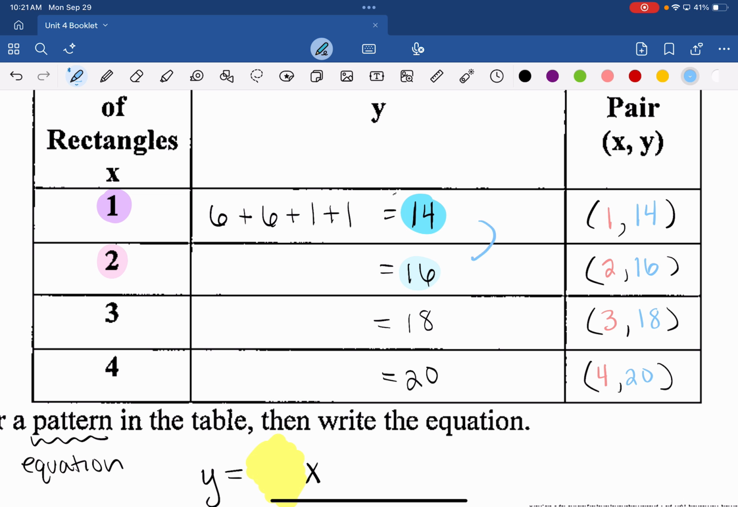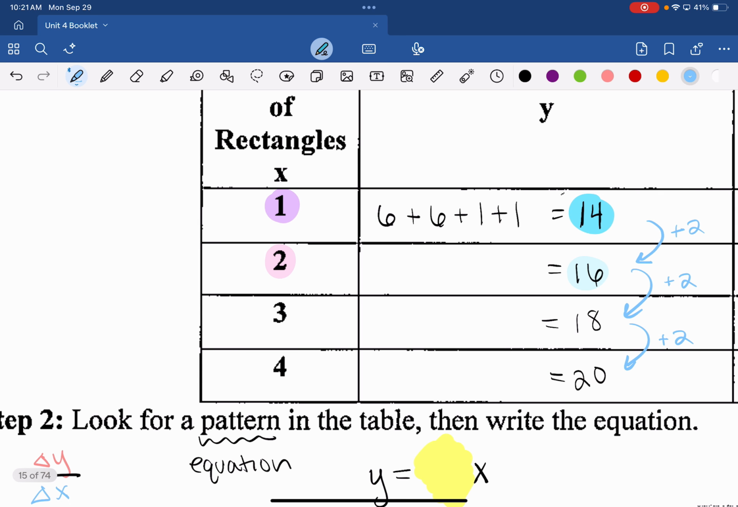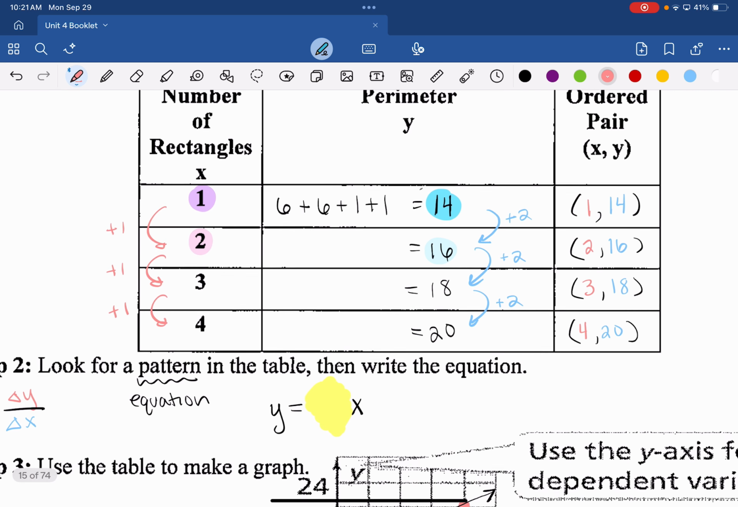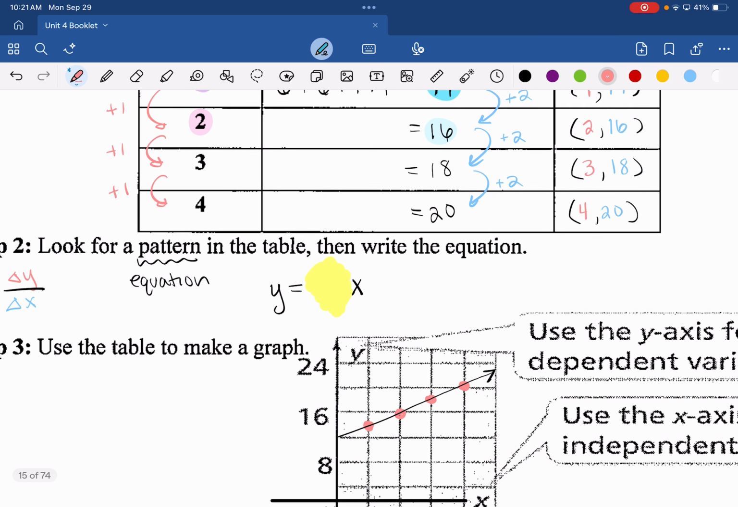Well, how's my y changing? How do I go from one y to the next? Going up 2, going up 2 again, and I'm going up 2 again, okay? So notice I'm going up by the same numbers. And over here, my change in x is, I'm going up by 1, going up by 1, going up by 1. Great, okay? So notice all my changes are the same, right? We're going up by 2 every time. We're going up by 1 every time.